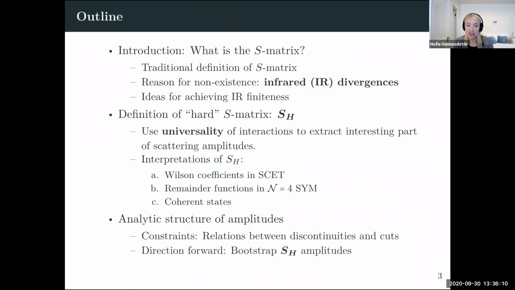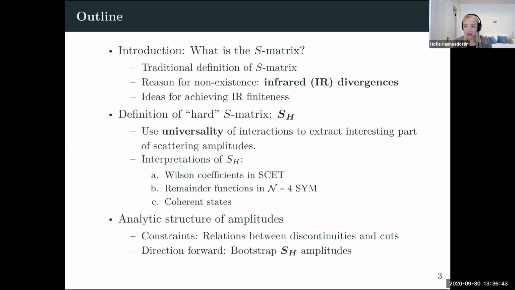So here's my outline. I'll start by elaborating more on what the S-matrix is and its traditional definition, which will lead to the reason why it doesn't exist in theories with massless particles, namely infrared or IR divergences. And then I'm going to go on to talk about ideas that we have for achieving IR finiteness. And then I'm going to go on to talk about one of these ideas, which is going to be to define a hard S-matrix, or SH.